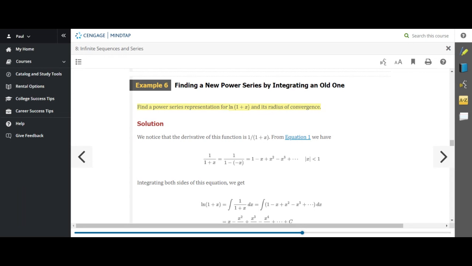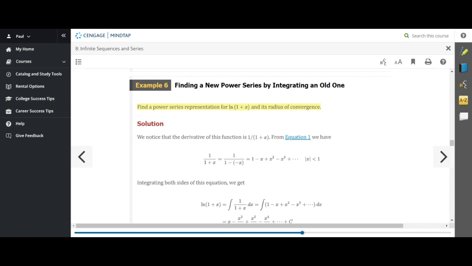We can also find a power series for a function by integrating, by integration. So like one of the questions here in the exam, this is now in your ebook, section 8.6: find a power series representation for the natural log of 1 plus x and its radius of convergence.